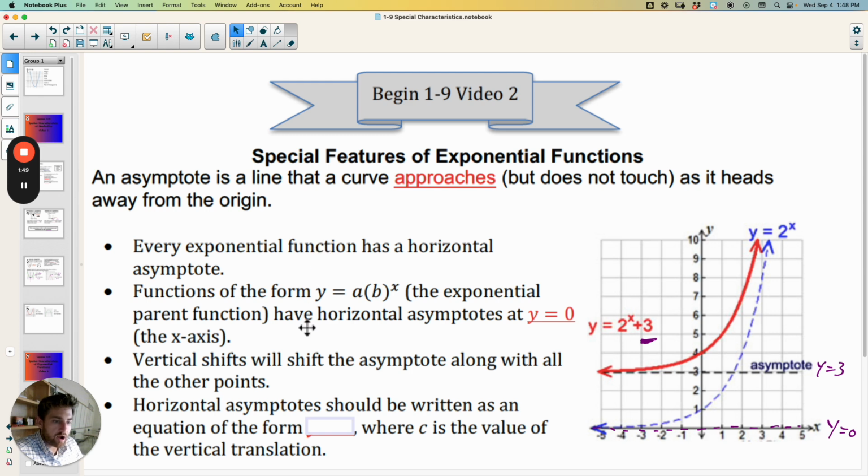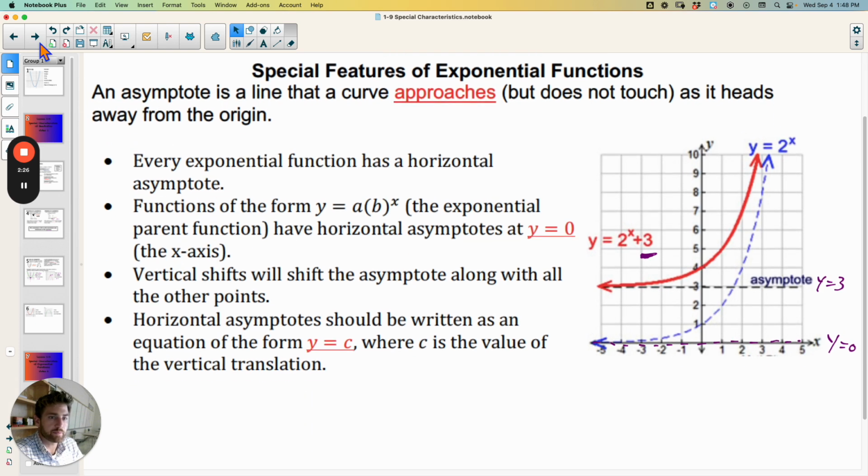Alright, so these vertical shifts will shift the asymptote along with all other points. So you'll see here that since this parent function was shifted up 3 because I added 3 to the equation, that also shifts the asymptote up 3. So you can always look at the equation of your exponential function and see what the horizontal asymptote is. Horizontal asymptotes should be written as an equation in the form of y equals c. C here is just a placeholder for any value where it crosses the y-axis. So you'll see here in just a second when we do some examples.